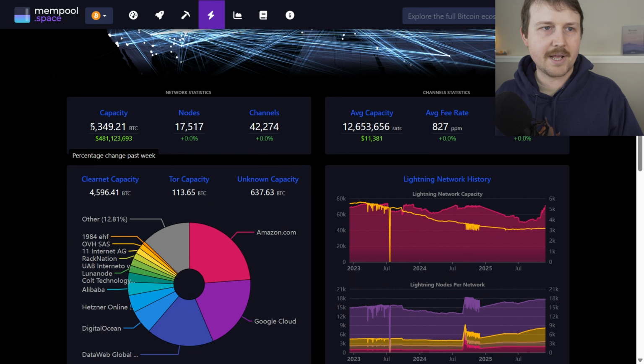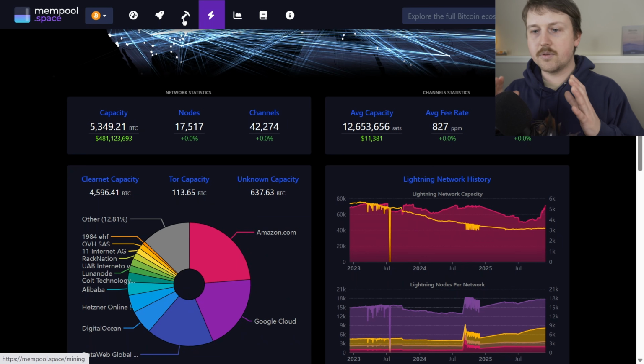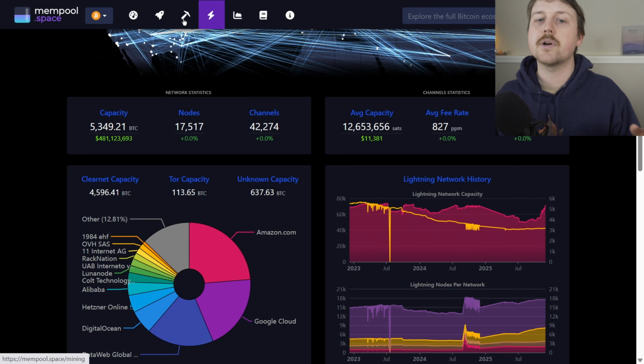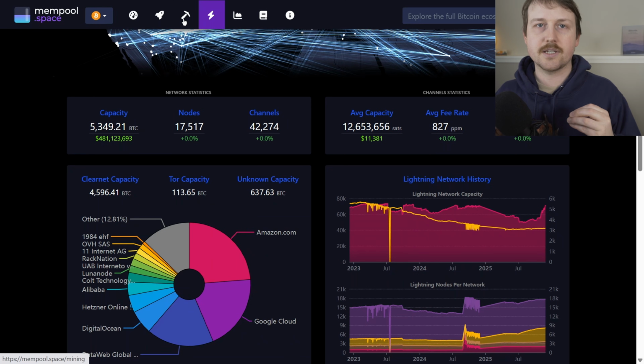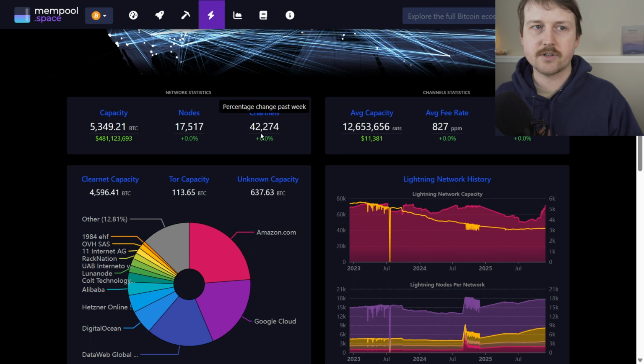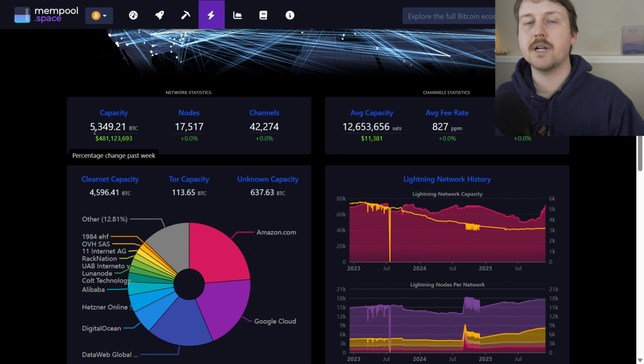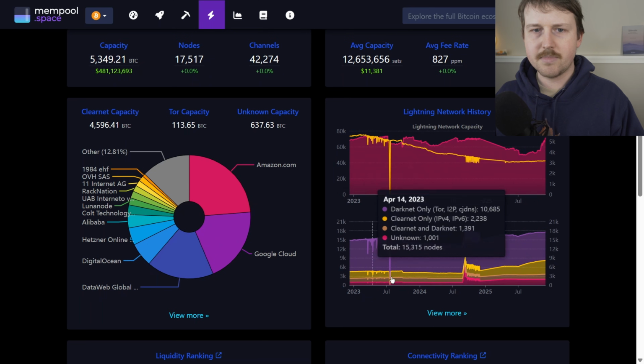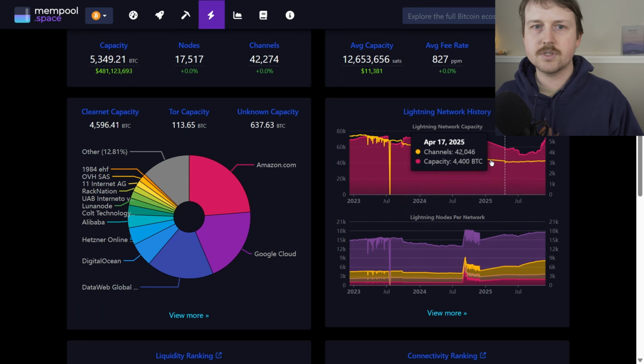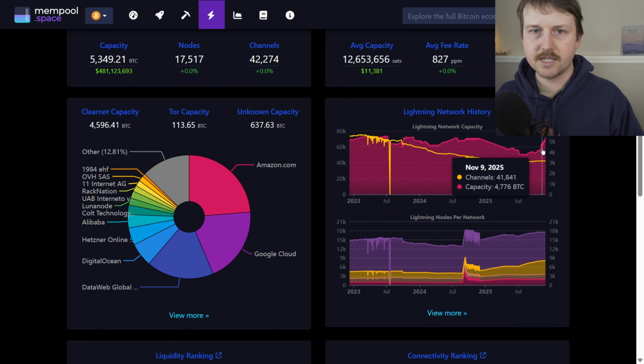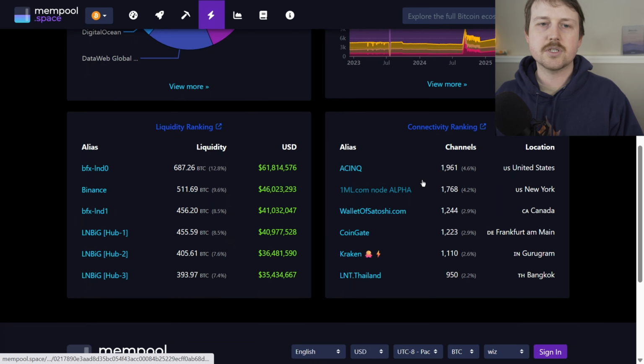We can see the total capacity on the Lightning Network is 5,349 Bitcoin. So really not that much. A ton of payments go through the Lightning Network because it's that same Bitcoin moving back and forth and actually only settling occasionally on chain when those channels close. So there's 42,000 channels and 5,000 Bitcoin amongst those entire channels. And we can see some metrics about the history of nodes and the capacity and so on. And these are some of the biggest Lightning channels that you can connect to.